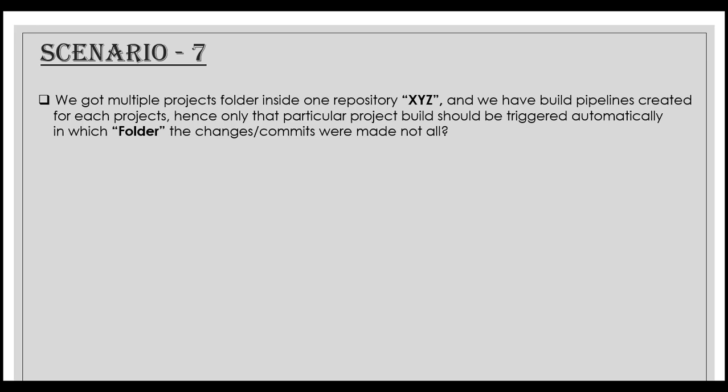And we have build pipelines created for each project. So each project has its own separate build pipeline. Hence only that particular project's build should be triggered automatically in which the changes were committed. Take an example, I have multiple folders. Let's go back to Azure DevOps and understand this question first.